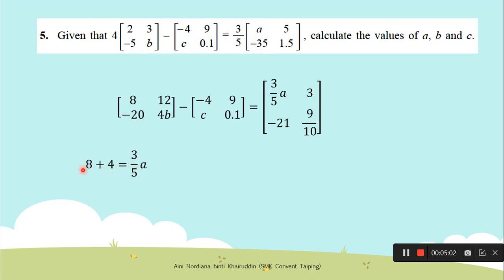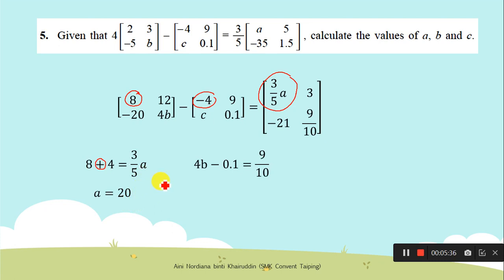So for the first equation here, we get 8 minus negative 4 is equal to 3 over 5a. For the first row, first column. I'll show you. So 8 minus negative 4, so plus, equals to 3 over 5a. Then solve this, you'll get the value of a.